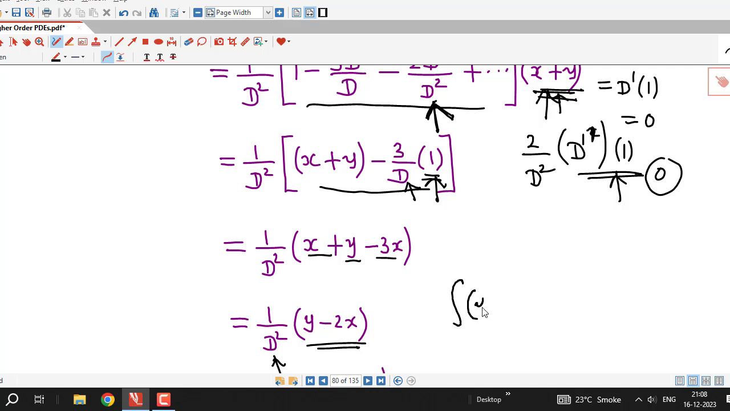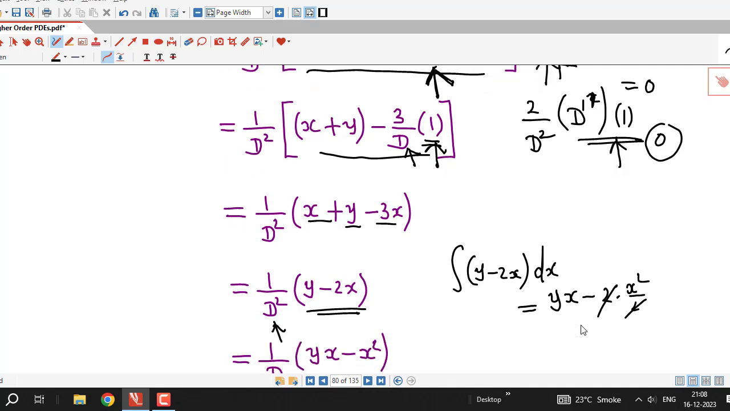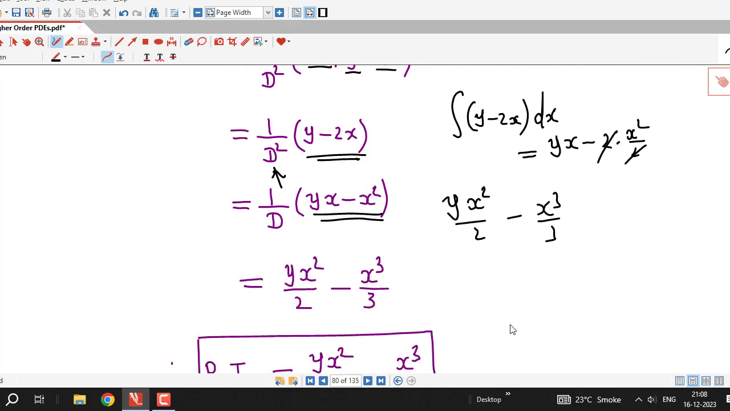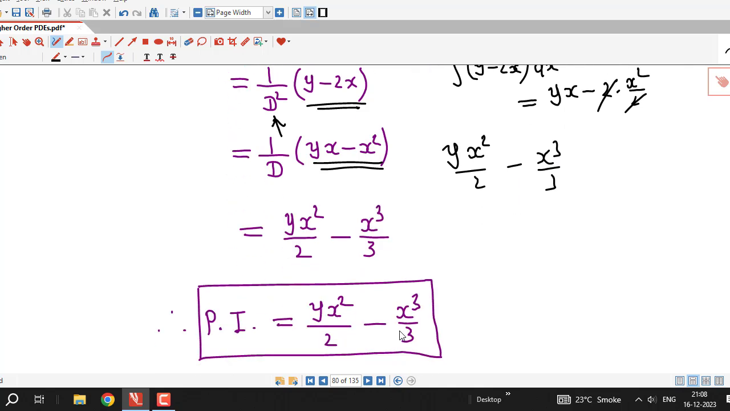Now the integral of y minus 2x with respect to x, where y is considered as constant: y into the integral of 1 with respect to x is x, minus 2 times the integral of x, which is x square by 2. So I will have yx minus x square. Again I have to integrate this with respect to x, that is y x square by 2 minus x cube by 3. So that I have written here, and this is my particular integral.